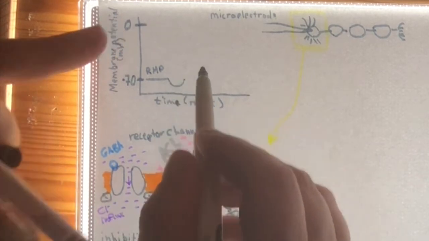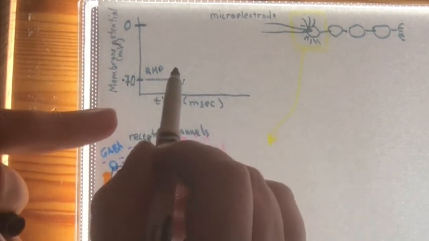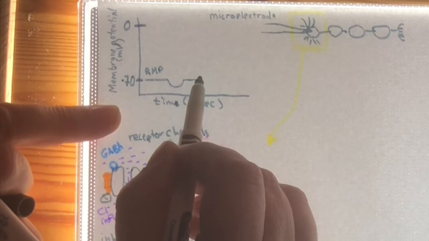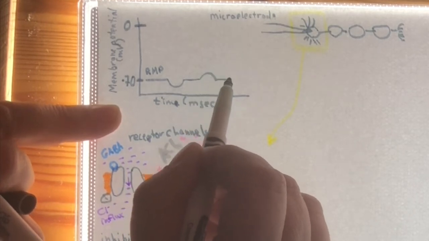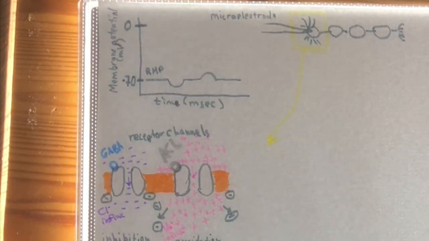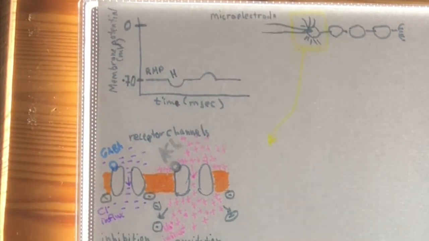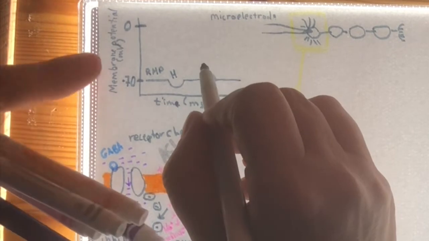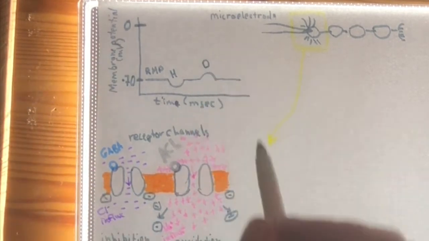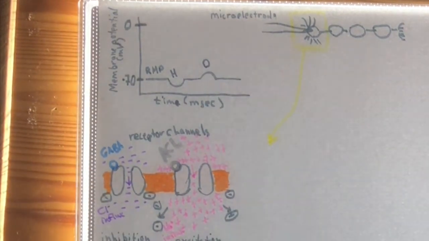Well, the resting membrane potential is just what it sounds like. It's resting. However, there are events that can occur that can either make the membrane potential go down or the membrane potential go up. When we cause the membrane potential to go down, it's called a hyperpolarization, which we actually wrote this term below. And when we cause the membrane potential to go up, it's called a depolarization.